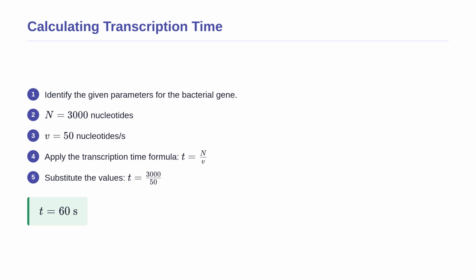We choose our kinematics formula, T equals N divided by V, because it perfectly relates distance, speed, and time for this molecular journey. Substituting our known values, we divide 3,000 by 50. The nucleotide units cancel out, leaving us with exactly 60 seconds. Physically, this means it takes just 1 minute for the bacterial cell to completely copy this entire gene, highlighting the incredible efficiency of molecular enzymes.